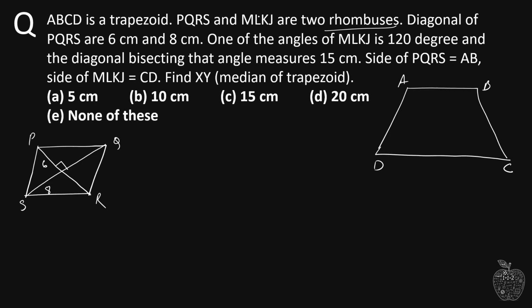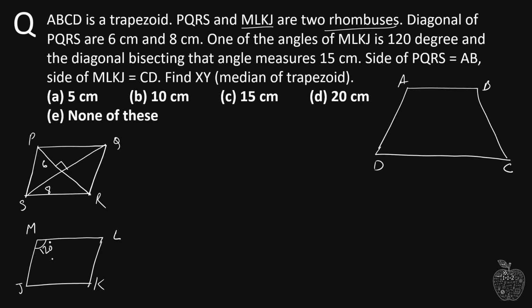One of the angles of MLKJ. So there is another rhombus which is MLKJ. So let's write this down. A rhombus is a quadrilateral whose four sides are equal and opposite sides are parallel to each other, and one of the angles is 120 degrees. So this is MLKJ, and one of the angles, let's take this angle because this is forming an obtuse angle, is 120 degrees. All right, and the diagonal bisecting that angle measures 15 centimeters.